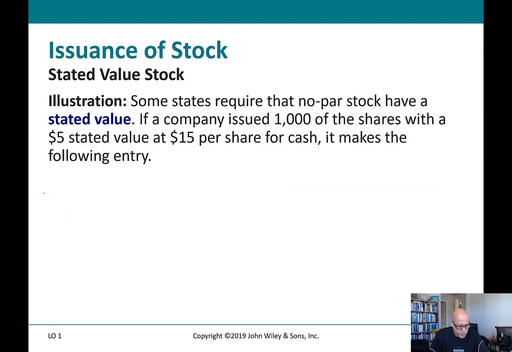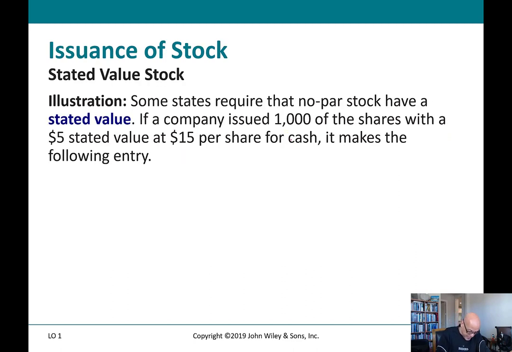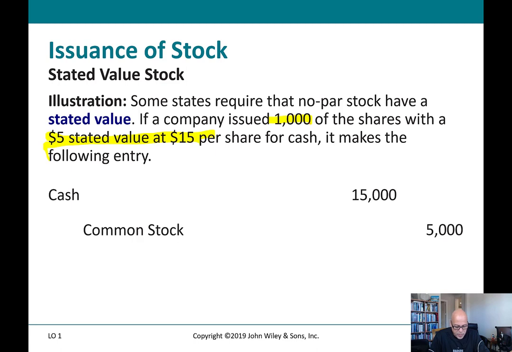Okay, so we come over, and this is an example of a true no par stock. So what is it? $10 per share. We issued 500 shares. That's $5,000. Debit cash, credit the common stock. Okay, now if it is a stated value of $5 per share, it becomes the par value, and we issue 1,000 shares, and we issue that for 15. Okay, so now we have the cash of 15,000.